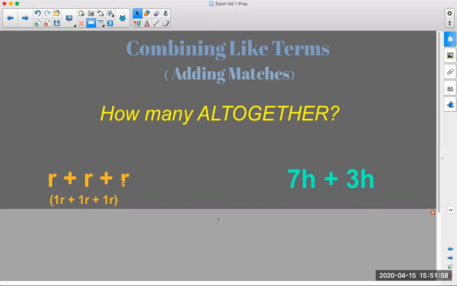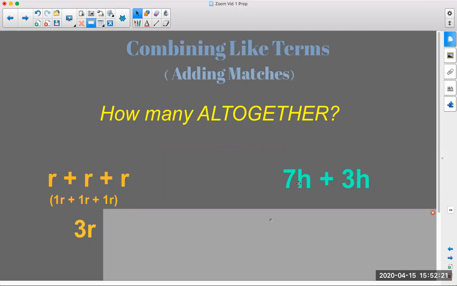Anytime you have variables that don't have a number in the front, you can write in a 1 to help you when you're combining like terms. So now it's kind of easier for you to work out. You can just say, all right, cool, 1 plus 1 plus 1 is 3R. Pretty simple, right? Let's move on to the next one.